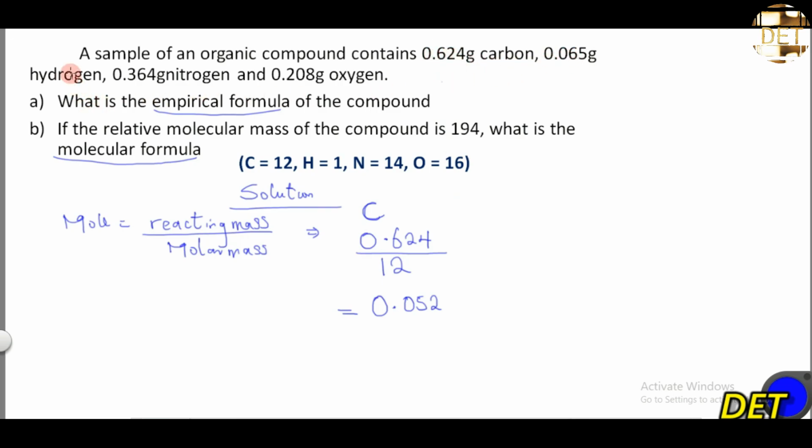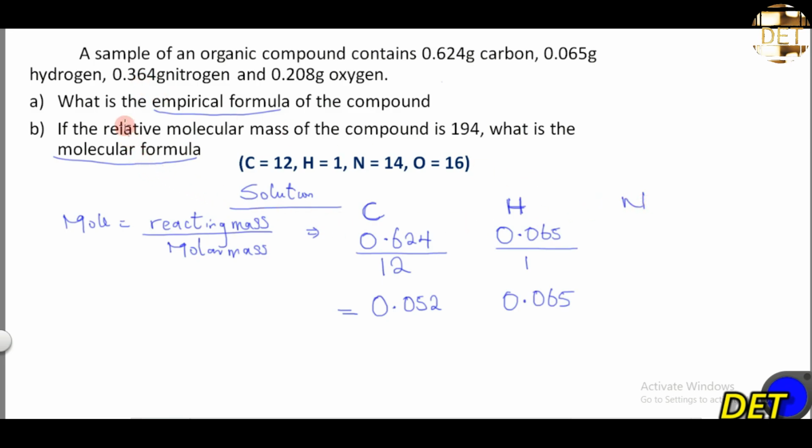Then I'll also look for the number of moles of the next element, which is hydrogen. Like I said, mole is equal to reacting mass over molar mass. What is the reacting mass of hydrogen in this compound? It is 0.065 gram of hydrogen. So that will be 0.065 divided by the molar mass. The molar mass of hydrogen is 1. So 0.065 divided by 1 is equal to 0.065.